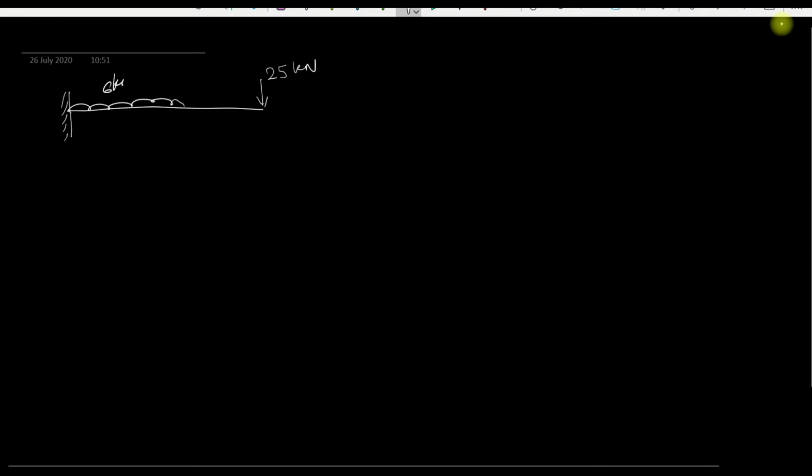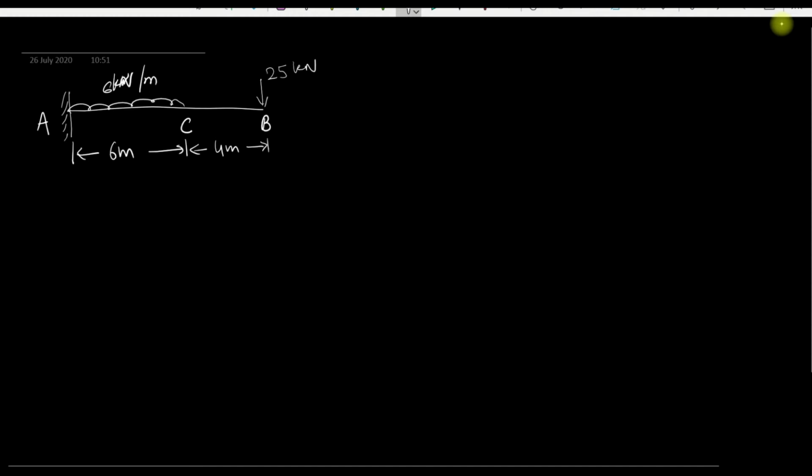So it is 6 kilonewton per meter. And let us say this is point A, this is point B and this is point C. So this span is 6 meter and this span is 4 meter.